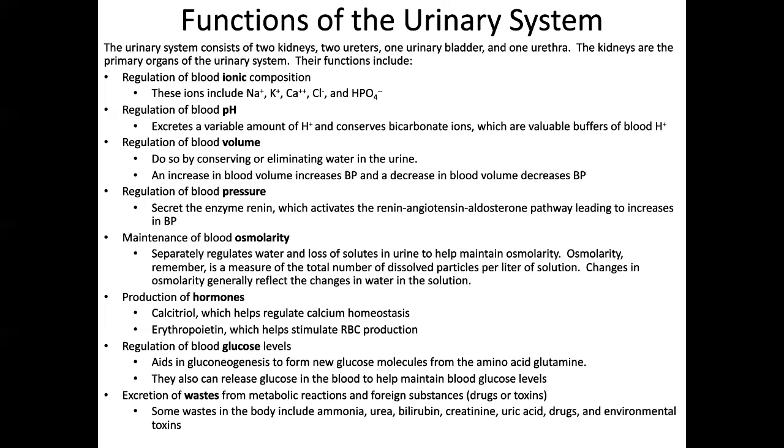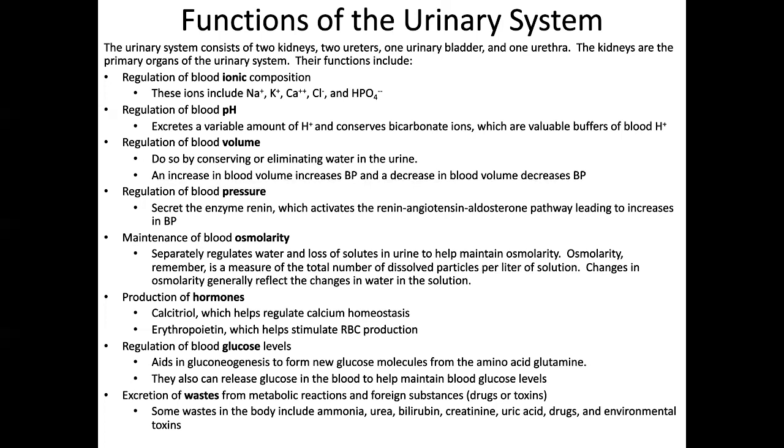Our kidneys also help maintain normal blood osmolarity. If you don't remember, osmolarity is the measure of total number of dissolved particles per liter of solution. So I always just tell students, think of osmolarity as like water balance. So keeping the water levels and the stuff dissolved in the water perfectly in balance. And so separately regulating water and the loss of solutes in our urine helps to maintain this osmolarity. Production of hormones, and we've talked about these before, but calcitriol, which we learned is going to help regulate calcium homeostasis, and erythropoietin, which stimulates the production of red blood cells.